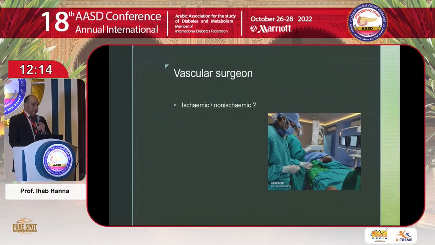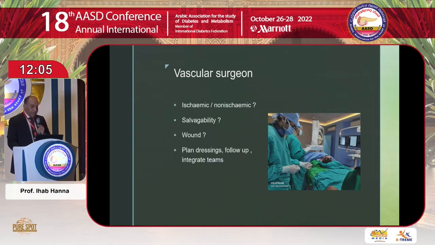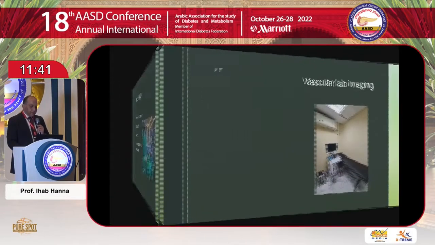The vascular team stands as the front line for the diabetic foot, whether ischemic or non-ischemic. They consider salvageability, they consider wound healing, and they plan for dressing and follow-up as an integrated team. It's of paramount importance that the vascular surgeon does not stop at the correction of the blood supply, but should know very well how to decide salvageability prior to revascularization, and how to manage wounds themselves, following the protocols of wound management as per the European Wound Management Association.